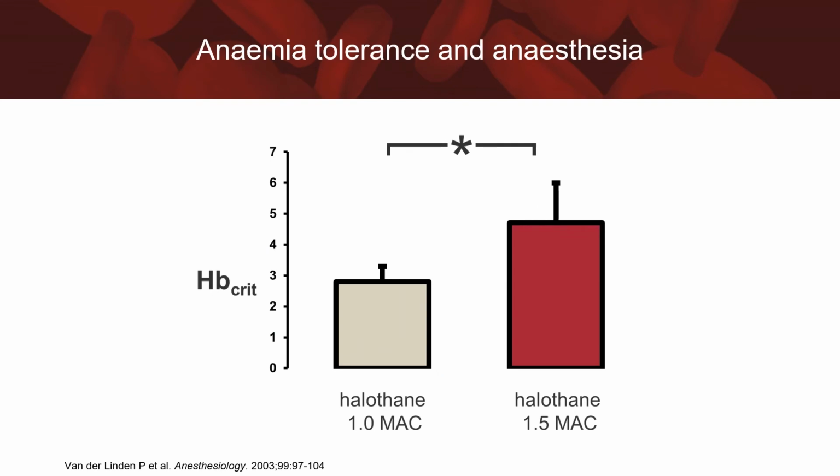There are some possibilities how to influence this anemia tolerance. One is the depth of anesthesia. What you can see here is a depiction of a classical experiment from van der Linden and co-workers from 2003, where you can see the critical hemoglobin concentration during Halothane anesthesia, and surprisingly, the deeper the degree of anesthesia is, the higher the critical hemoglobin concentration rises, which means the less low you can go with acute anemia, so anemia tolerance is attenuated by high anesthesia.